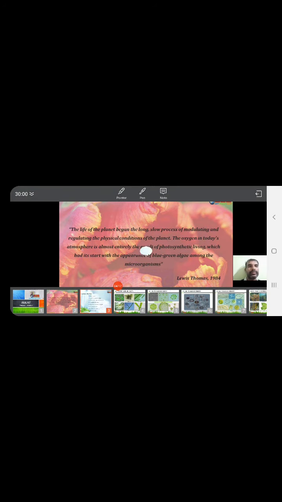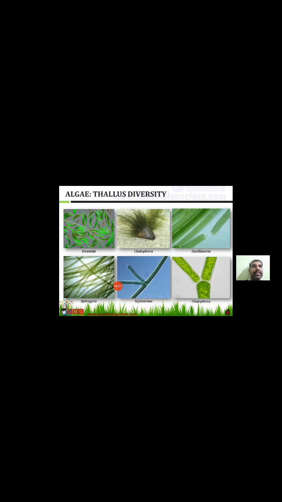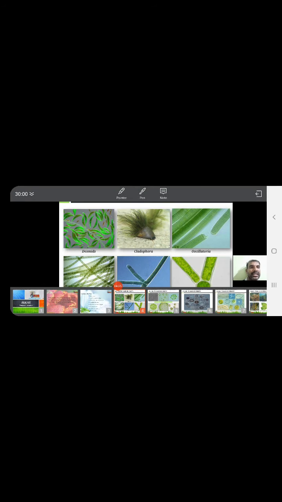In algae, there are different classes: Chlorophyceae, Xanthophyceae, Phaeophyceae and Rhodophyceae, and these all belong to the algal members. Next, these are the different types of algae present, with thallus showing filamentous, branched, leaf-like and tube-like structures.